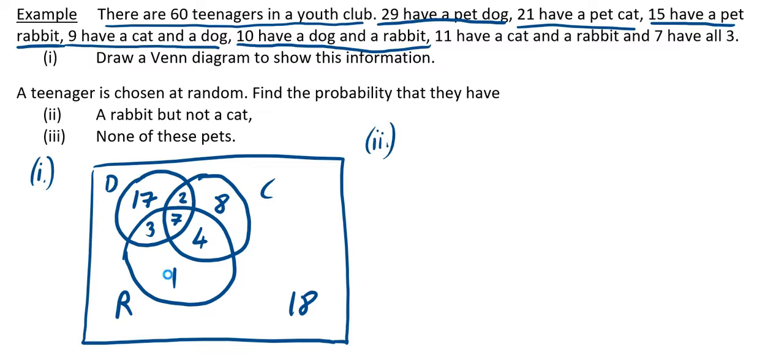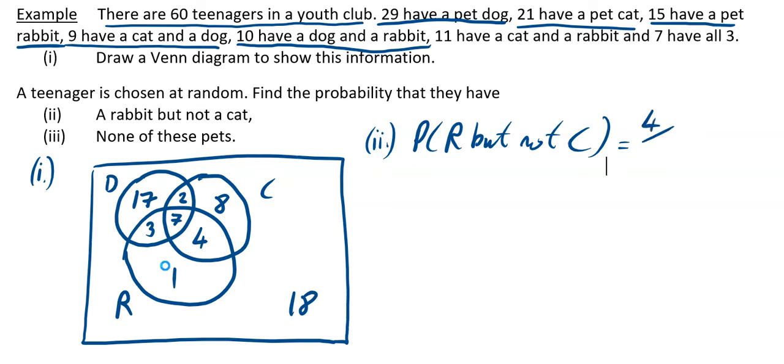So it says in part 2, teenagers chosen at random, find the probability that they have a rabbit but not a cat. So a rabbit but not a cat. So there's your rabbit circle, and the ones that are not overlapping with the cat are the 3 and the 1, which is a total of 4. So that's 4 out of, and our total number of people was 60, which top and bottom divide by 4 to give you 1 over 15.